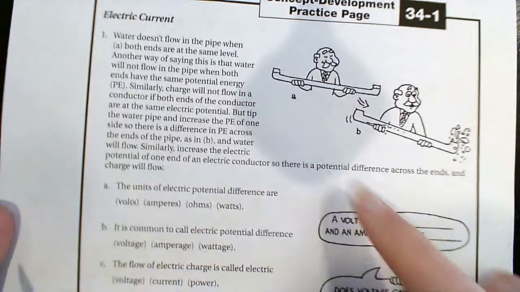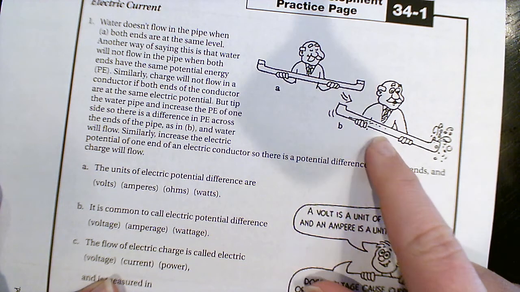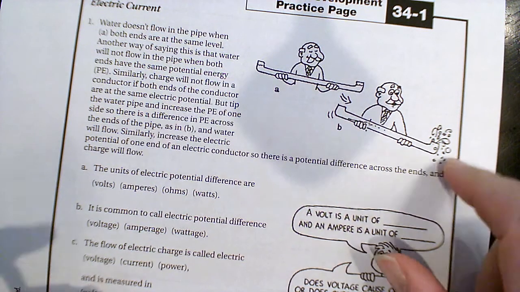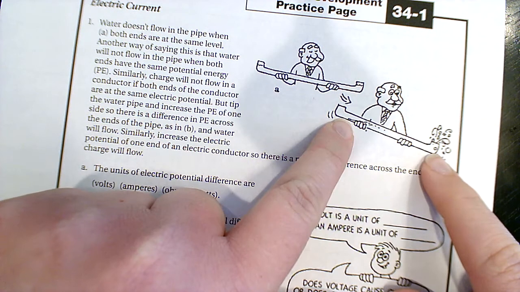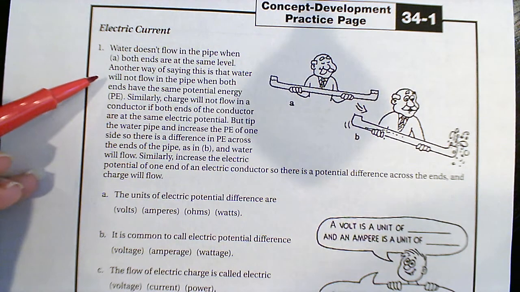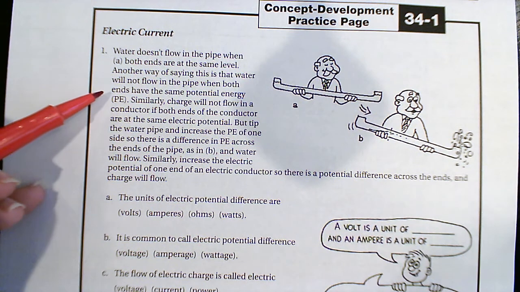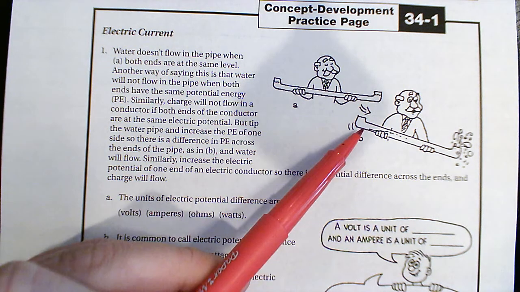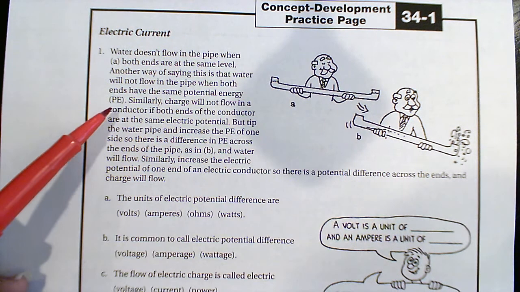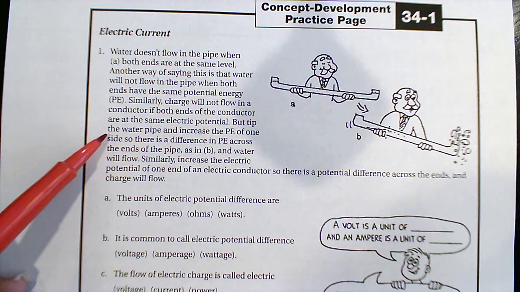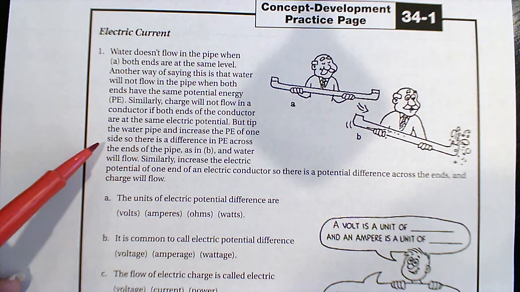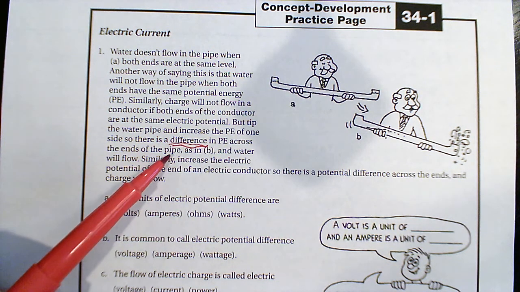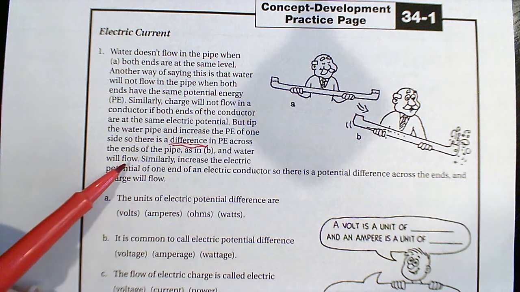But as soon as he starts to tilt it, then the water is going to flow and come out this end. And so he's got the flow of water, a current of water, because his two ends are at different levels. Another way of saying this is that water will not flow in the pipe when both ends have the same potential energy. In this case, it would be gravitational potential energy, right? The higher something is, the greater its gravitational potential energy. But tip the water pipe and increase the potential energy of one side, so there is a difference in potential energy across the ends of the pipe, as in B, and the water will flow.